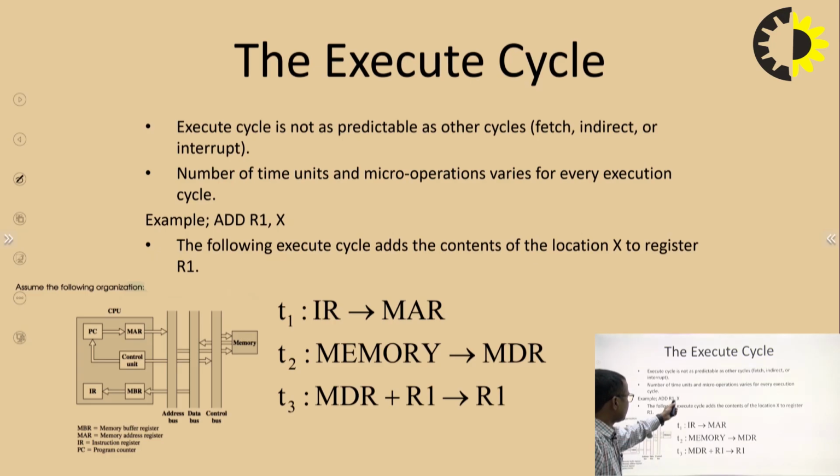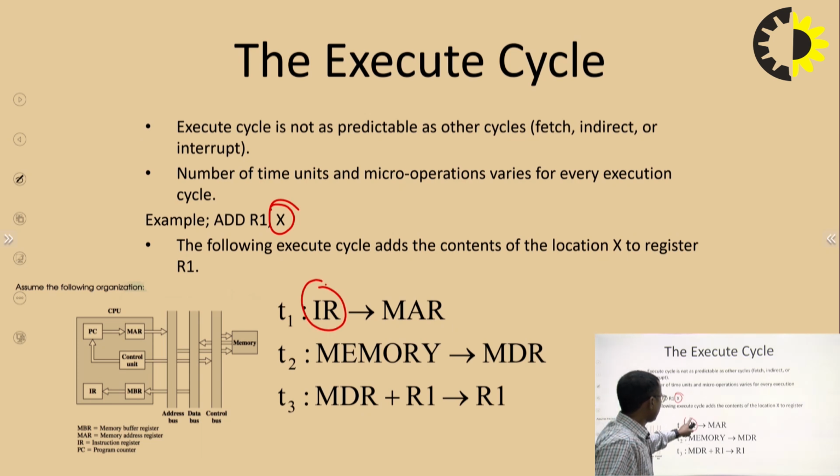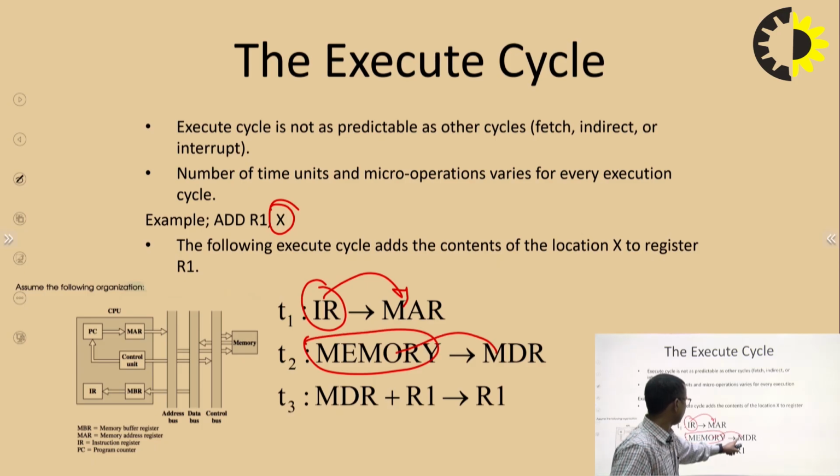This location X is to be brought back. So what will happen? The content of IR will go to MAR, the address part, then the memory will bring that data to the MDR. So MDR has the particular data that we need to add. So it will be MDR plus R1, then finally it is R1. Execution will happen. Fine.